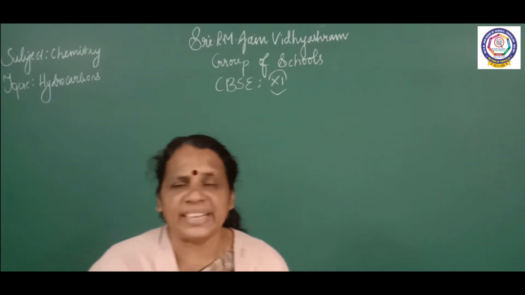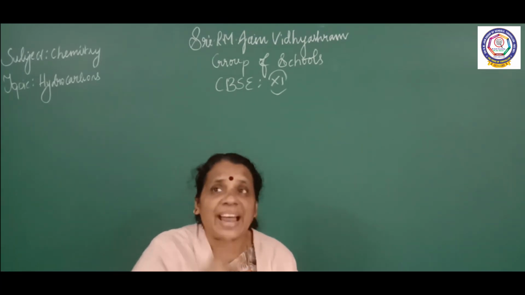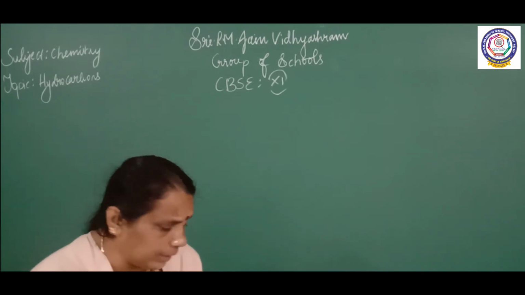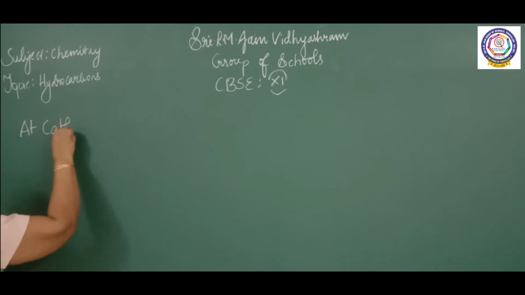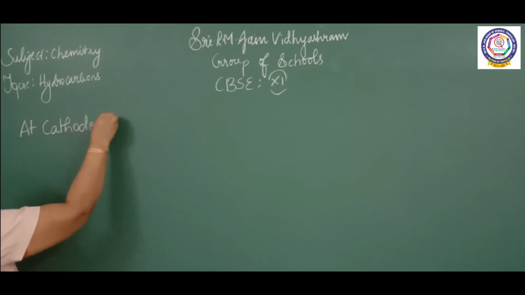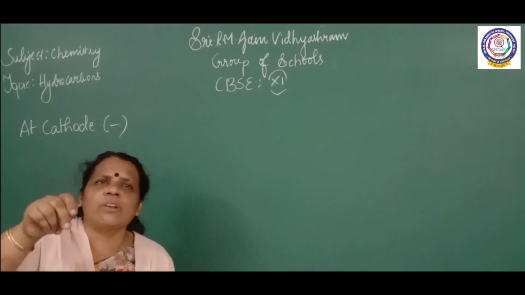Now we are going to see the other half of the reaction, which is taking place at the cathode. Cathode is a negative terminal here. So be ready, children. At cathode, what is the charge of a cathode? It is negative.